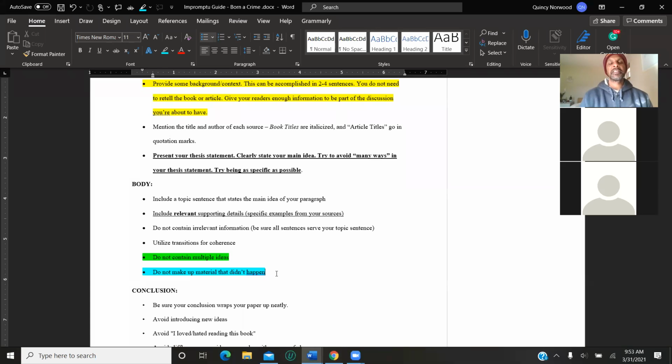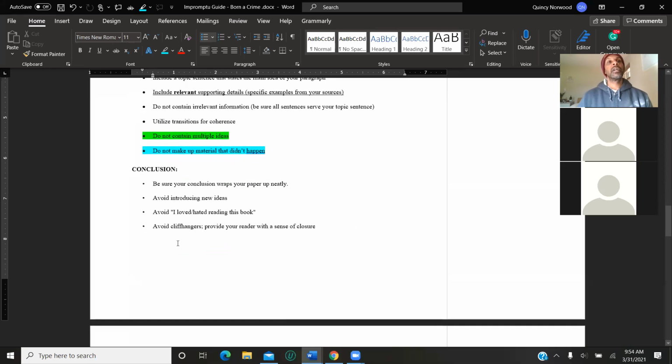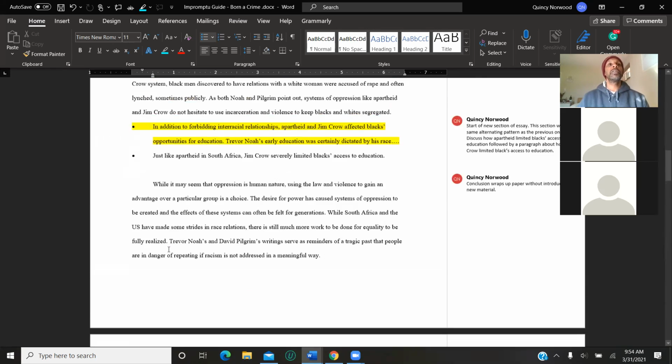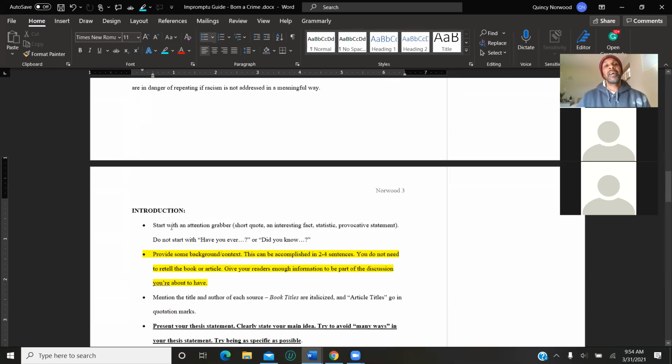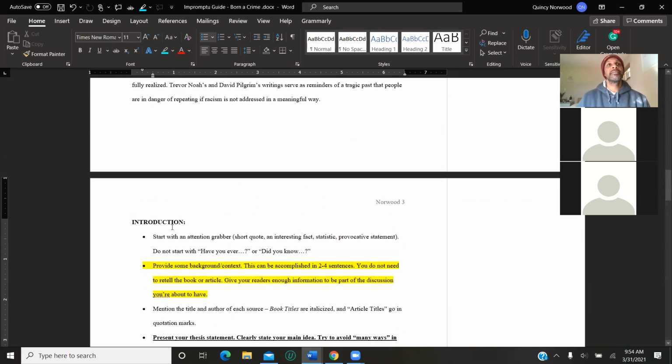Topic sentence, relevant supporting details. Or the PIE method: point, information, explanation. And then wrap it up neatly. You didn't see this conclusion up here, but it's here. This one is just four or five sentences, just reinforcing.